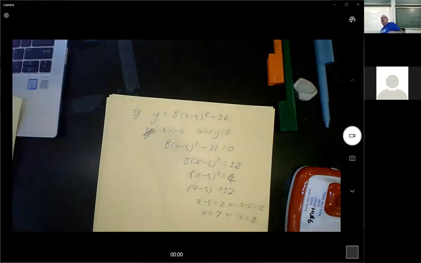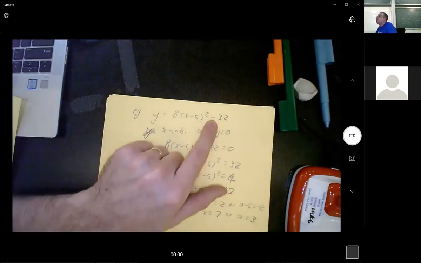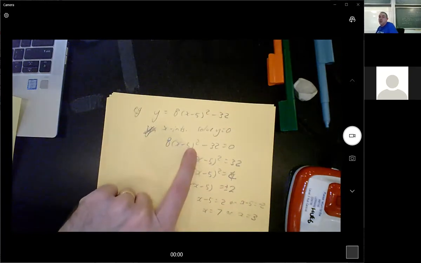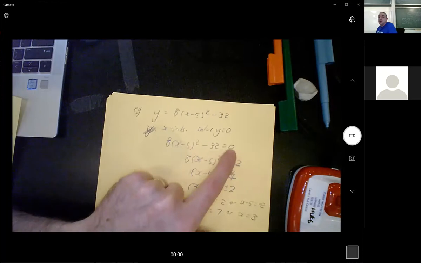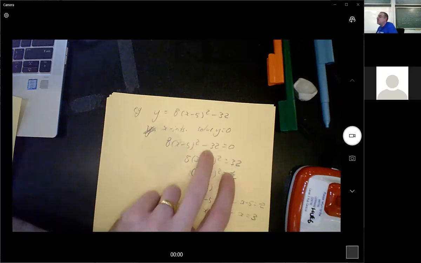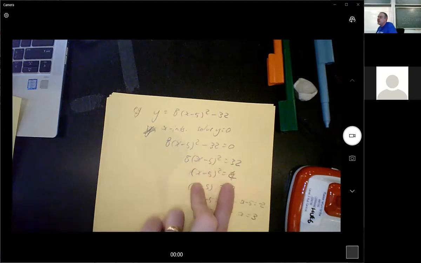But if I had a different one where it was a minus in this spot instead of a plus, then I would do the same move. I would make it equal to 0. I could do a plus 32 to get rid of the minus 32. I could divide by the 8, that gets a 4. I can do the square root to get rid of the square, and the square root of 4 is 2. But it could have been a plus 2 or a minus 2.